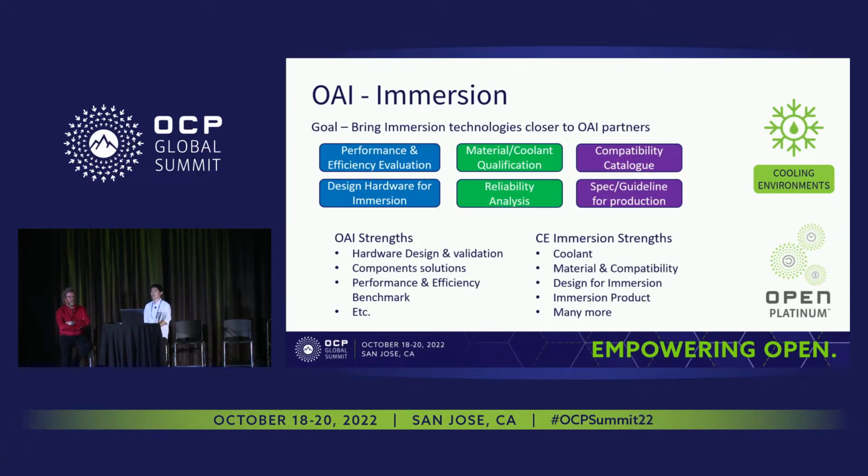The overall goal of the collaboration, why we reach out to Rolf, why we reach out to the cooling environment immersion group, is we want to bring the immersion technologies closer to our partners. If you try to categorize all the topics into different buckets, we look at performance efficiency evaluation. We want to design hardware for immersion. We want to look into the material and coolant qualification, reliability, compatibility, and finally, some specs and guidelines for production.